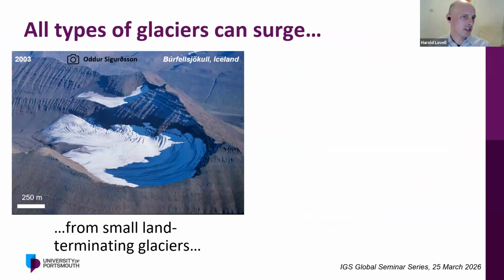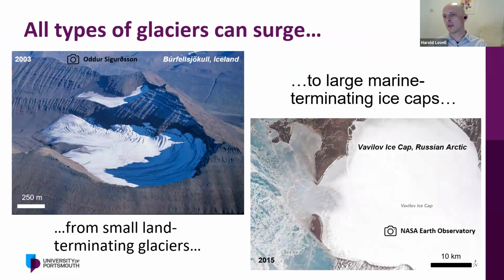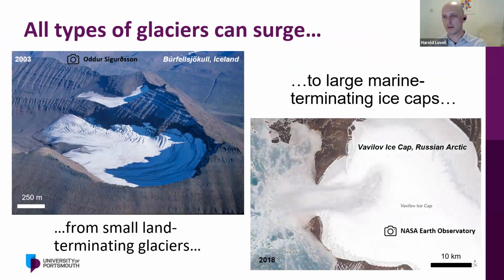One of the really interesting things about surges is that we see them occurring in all sizes and scales of glaciers. So all the way from small cirque glaciers like this one in Iceland, Burfellsjökull, all the way to the Vavilov ice cap in the Russian Arctic on Seven Eyes Emler, which has been, I believe, still going, but certainly been surging for a long period of time. You can see how it's really drawing down a huge amount of ice from this ice cap and extending out into the ocean.